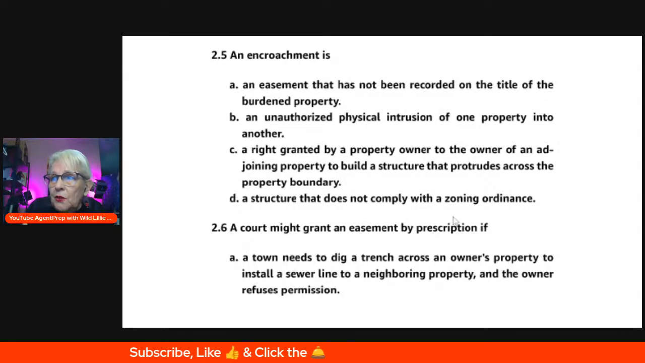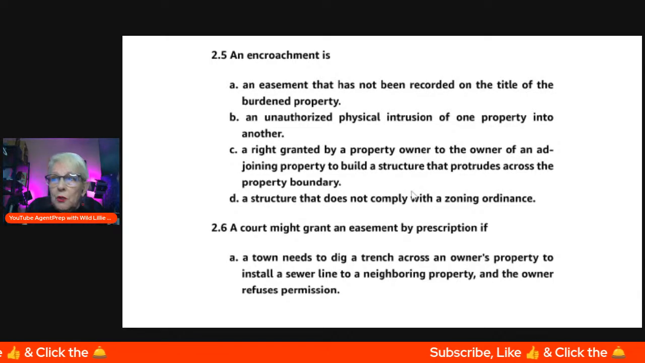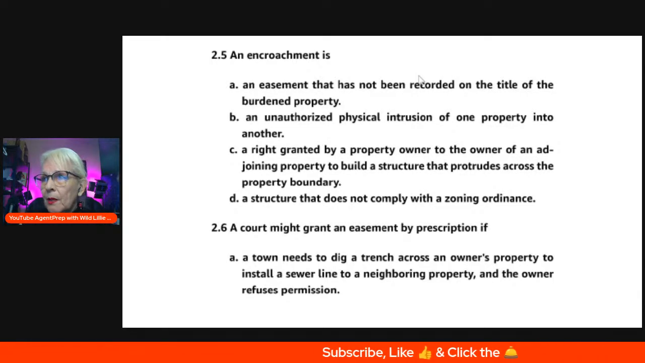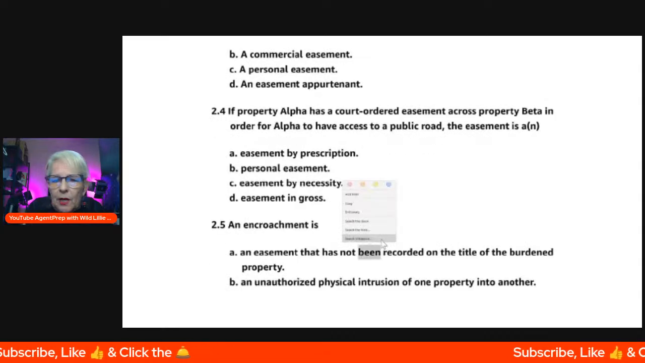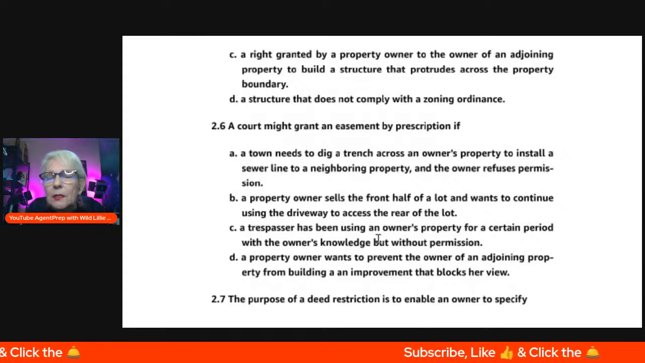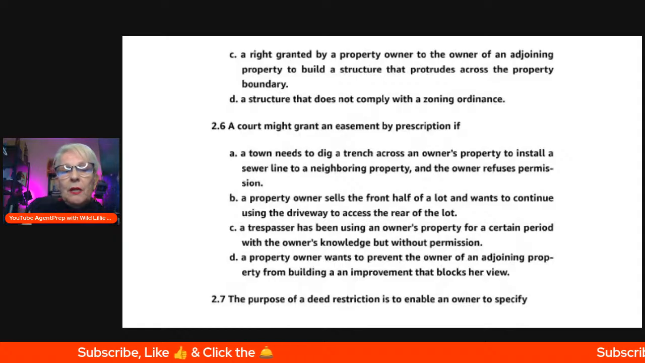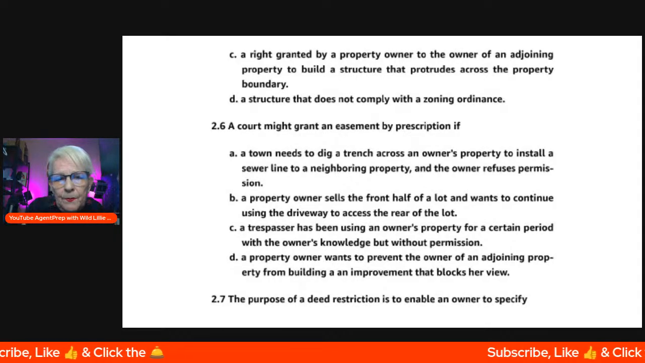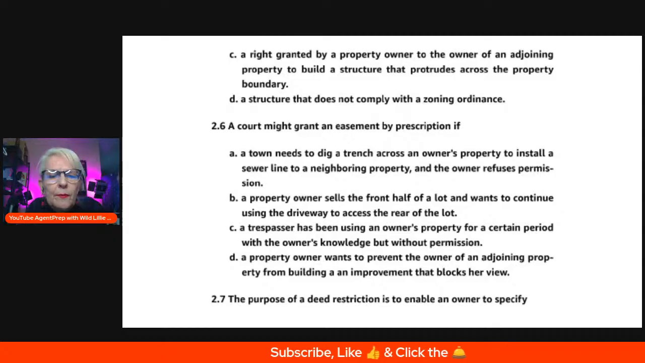If the other person felt that when he was given the right to put the fence there by the prior owner, he or she still has that right. And that's so, if an easement is not recorded or an encroachment is not approved, then it has to be removed. Number 6, a court might grant an easement by prescription.